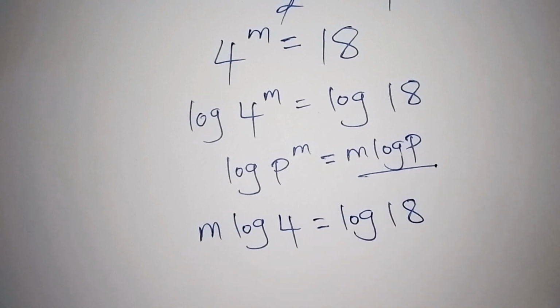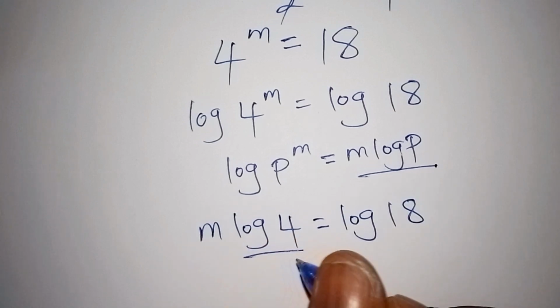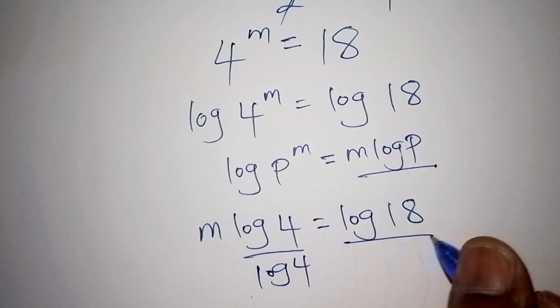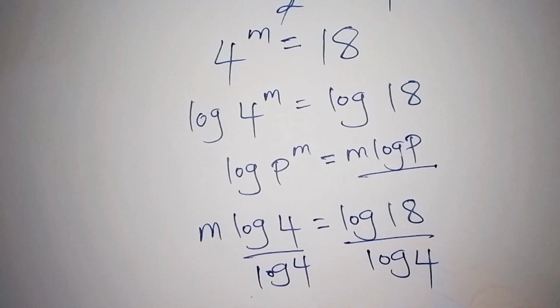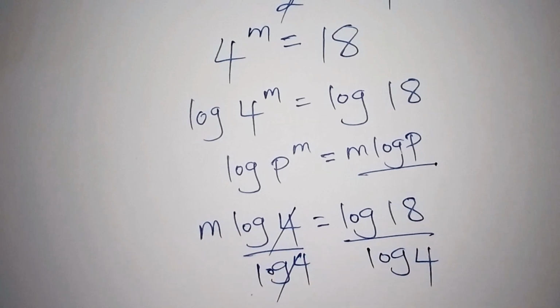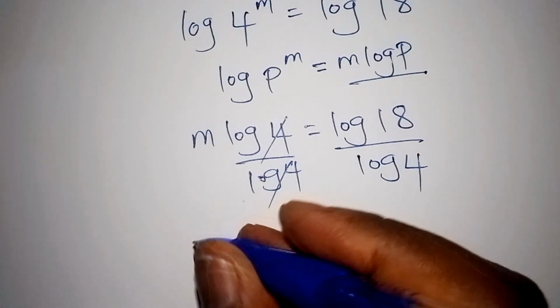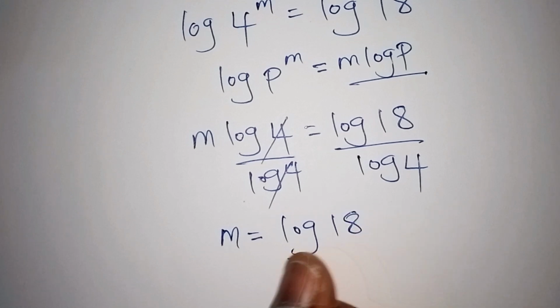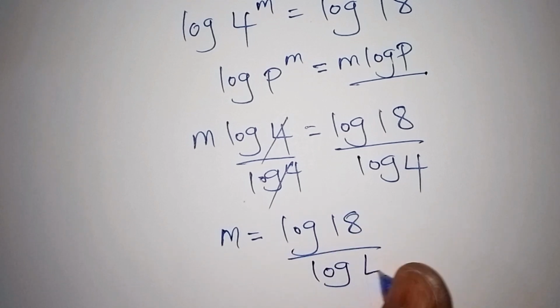What is left now is for us to divide both sides by the log of 4. Here by the log of 4, and this side also by the log of 4. So the log of 4 and the log of 4 shall cancel. Now our value for m is equal to the log of 18 all over the log of 4. That is what we end up with.